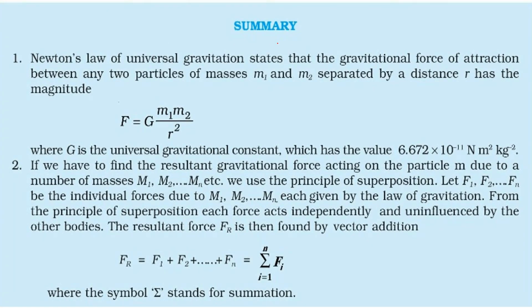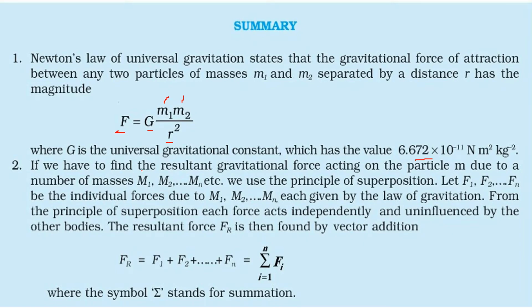Let us summarize. Newton's law of universal gravitation states that the gravitational force of attraction between two particles of mass m1 and m2, which are separated by a distance r, has the magnitude F equal to G m1 m2 divided by r square. This G is the universal gravitational constant whose value is 6.672 into 10 to the power minus 11 newton meter square per kg square.